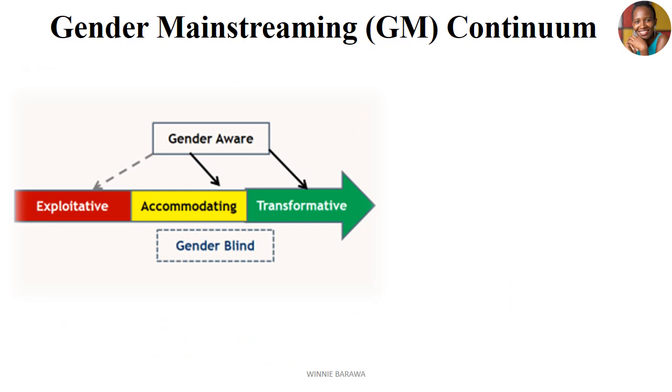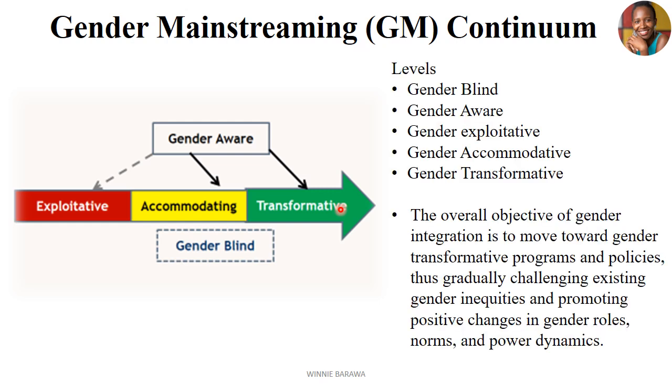So moving forward, what the continuum is all about: the continuum has several components. There's gender awareness, gender blindness, and then there's exploitative, accommodating, and gender transformative. So what is expected is that the gender continuum will be moving from one level to the other.